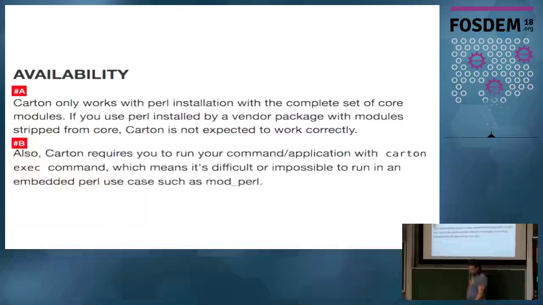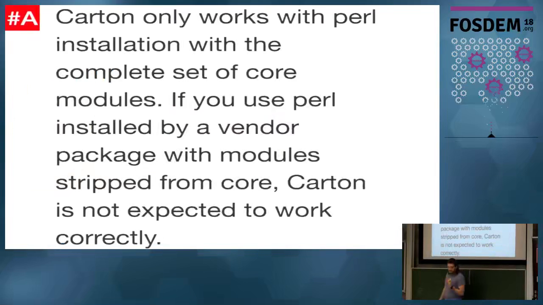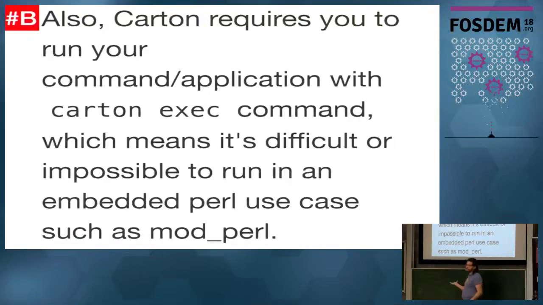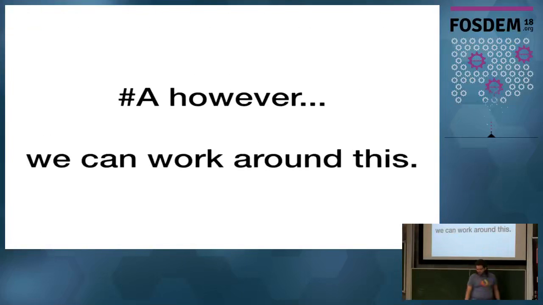The Carton documentation says that A, you can't use the system Perl if it's on certain systems. So this basically means Red Hat, because they split off core modules. It also says that you can't run it without using carton exec. And this is also not true, and I think this is known and agreed to not be true. However, A is basically true. You really shouldn't use the system Perl with Carton: if you try to use it and install stuff, it's going to get confused and think modules that are core modules are not core modules, and it's just not going to work. But you can fix this.